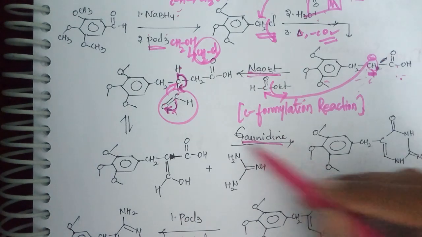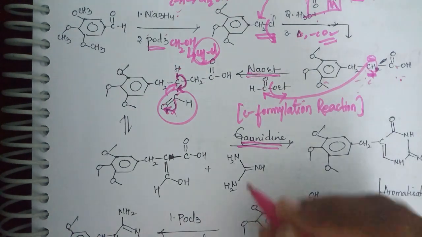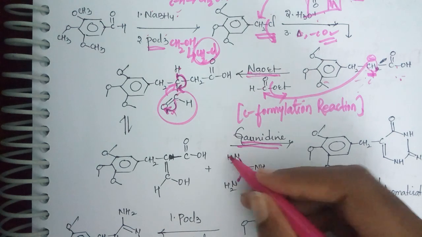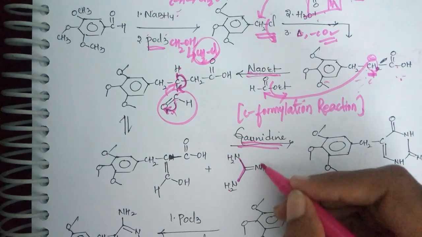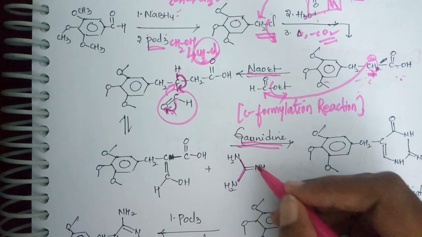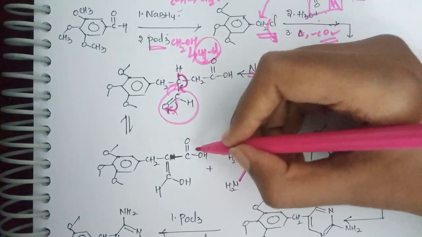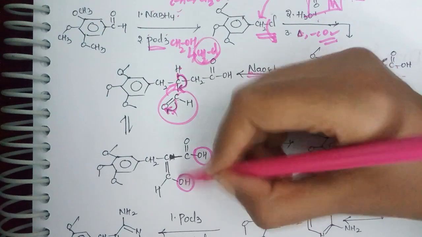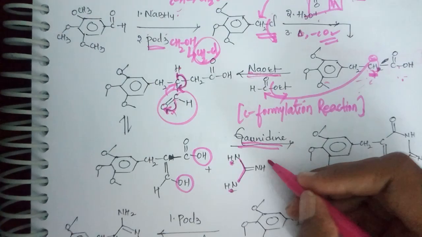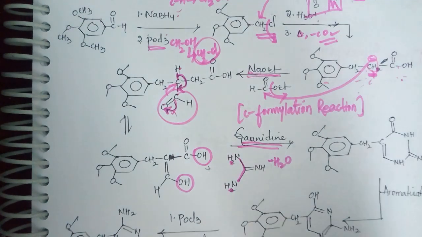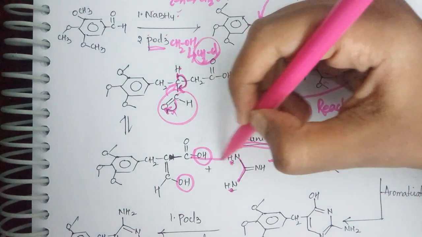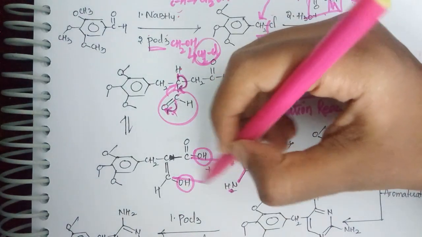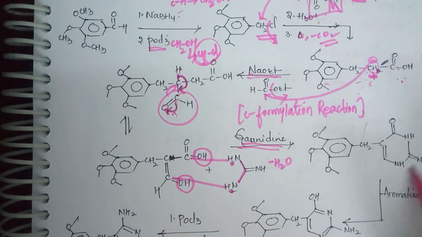Later I am treating with guanidine. Guanidine, how to write? Just first try to write urea, NH2 NH2. In urea, instead of C double bond O, you will have double bond NH. From here remove OH and one hydrogen. Here also remove OH and other hydrogen, minus water molecules take place and you will form a bond between C double bond NH and this carbon and NH. You will get this structure.